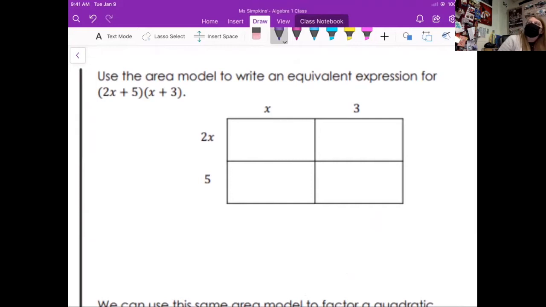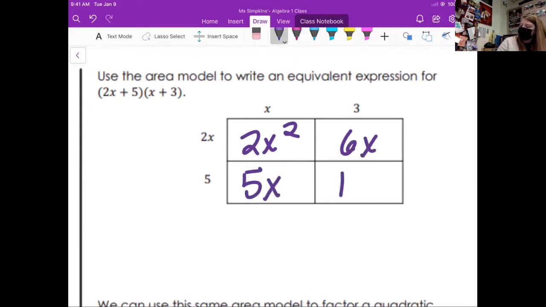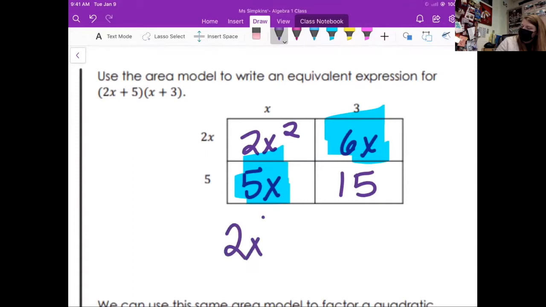I'm multiplying 2x plus 5 times x plus 3. So it's already set up for you. So for each of the pieces, we're going to multiply. So the top left would be 2x squared. The top right would be 6x. Bottom left would be 5x. And then bottom right would be 15. And we do have like terms, 5x and 6x. So if we combine those, we would end up with 2x squared plus 11x plus 15.